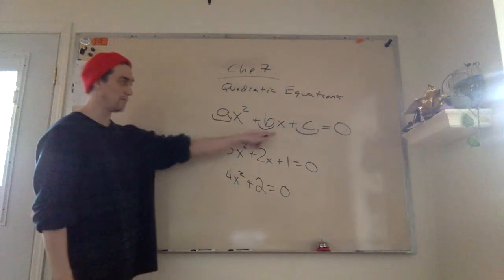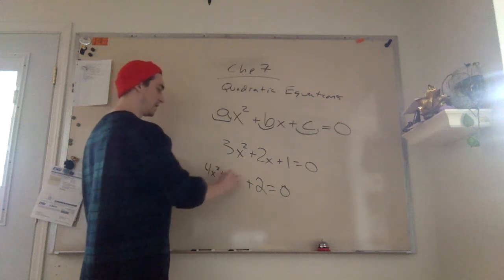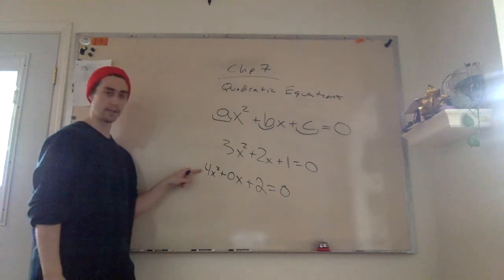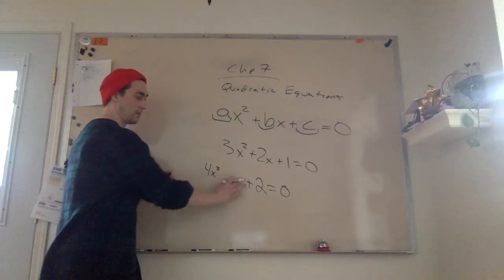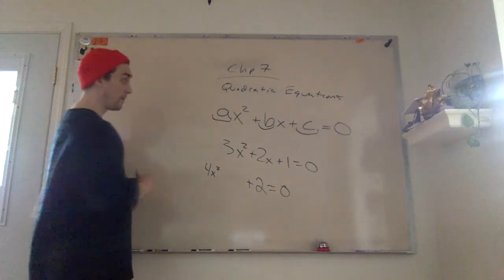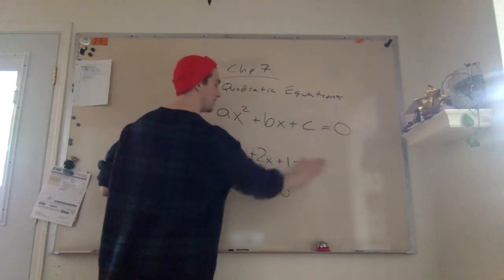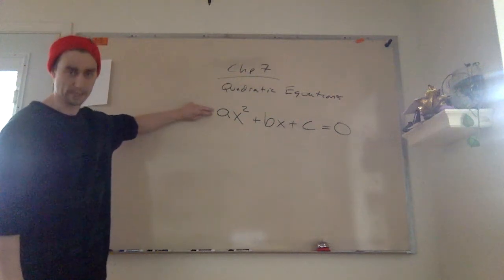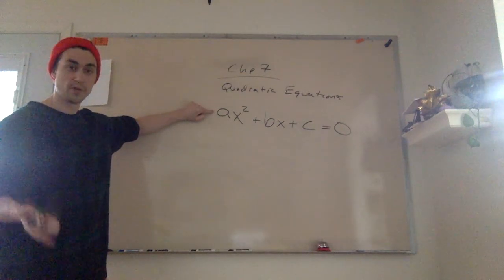Notice that there is no bx here, but I could have, if I wanted to, written that as 4x squared plus 0x plus 2 equals 0. And now it does look exactly the same. The only thing is that when you have 0 times x, we don't normally write that. But you could explicitly write it in if you wanted it to fit the form. So this form is every quadratic that you could possibly imagine. Every single quadratic equation can be made to look like this. If it doesn't look like that, you can do some algebra to make it look like that.